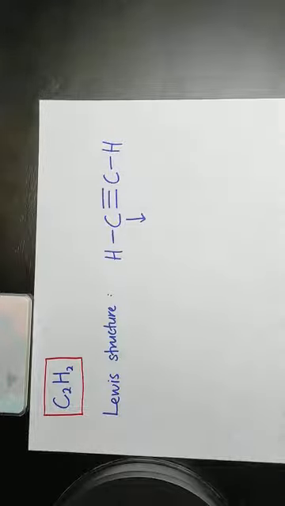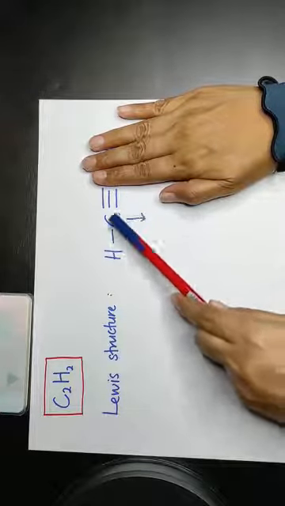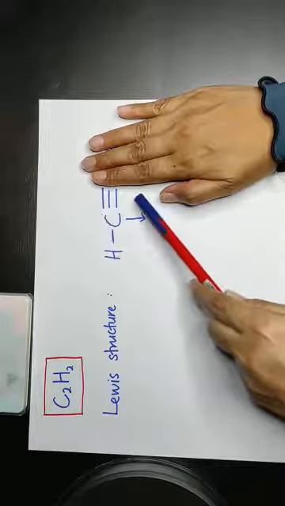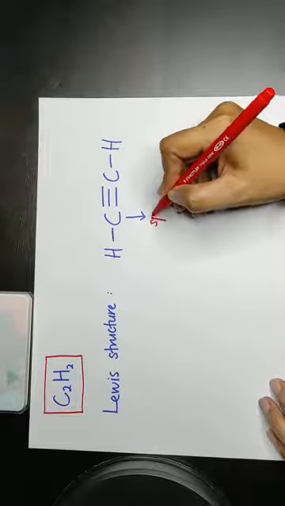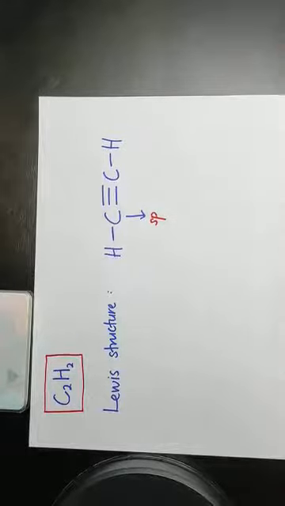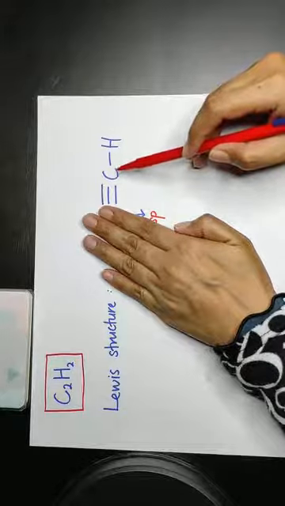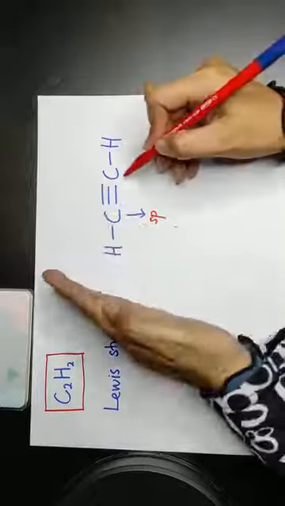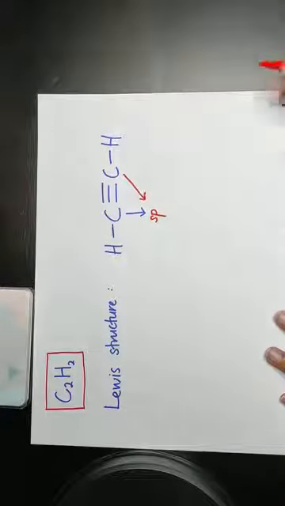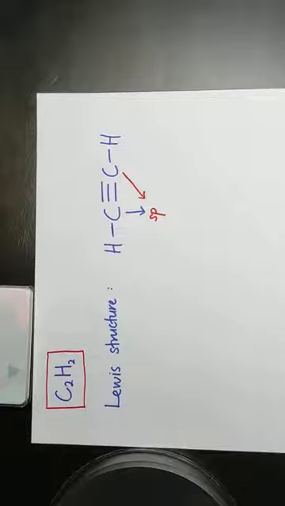Basically, you can see around this carbon atom we have 1 and 2 electron groups. So this carbon atom undergoes sp hybridization, and for the neighboring carbon you can see it also has 1 and 2 electron groups. So both carbon atoms undergo sp hybridization.